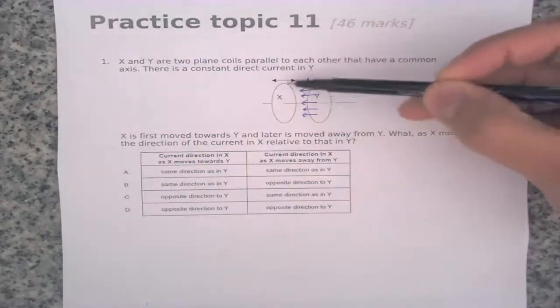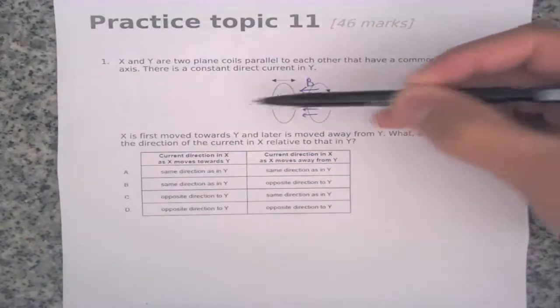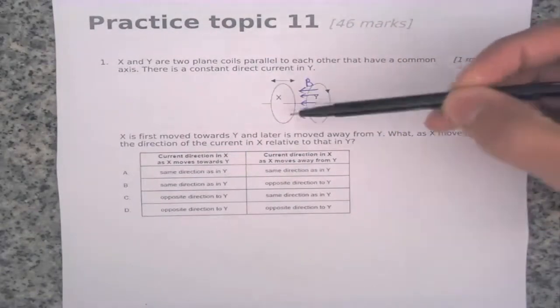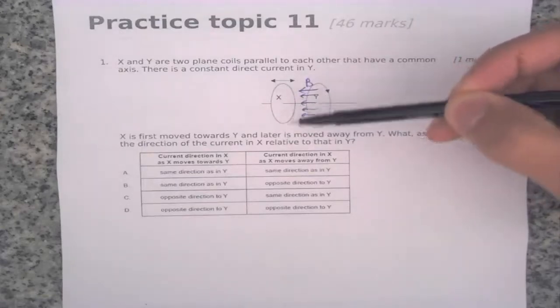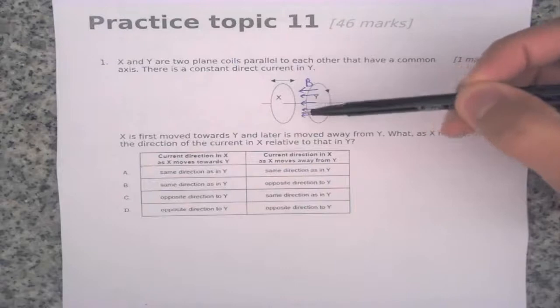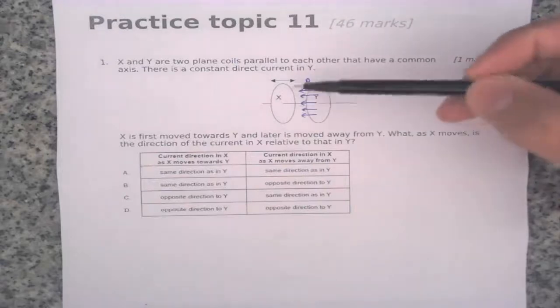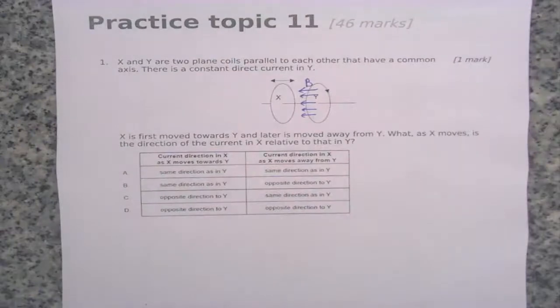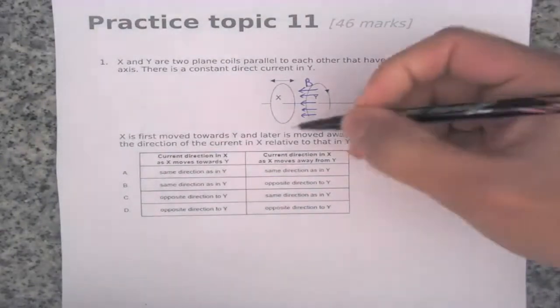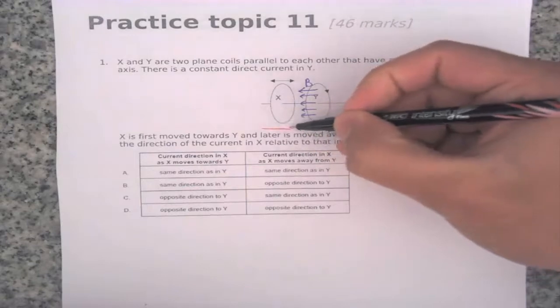We take this X loop and move it either left or right, and then we will have an induced current in this loop, and it's also going to create a magnetic field. Now we want to see the direction of the current in X. So let's say the loop X first moves to the right in this direction.